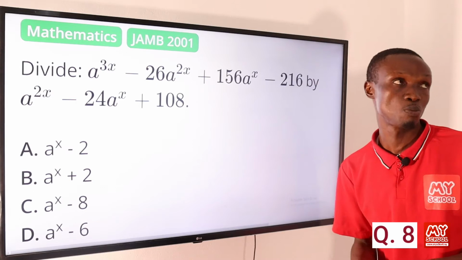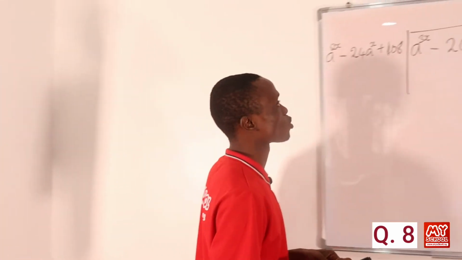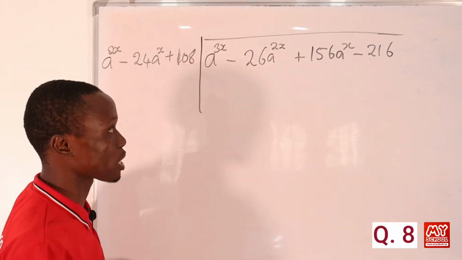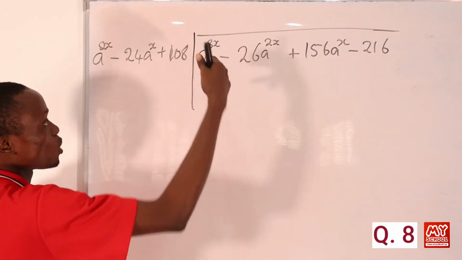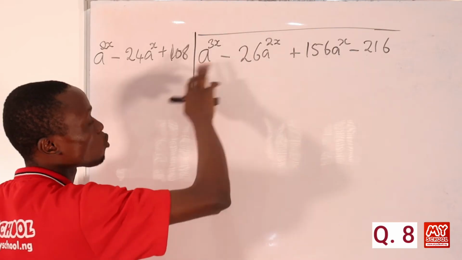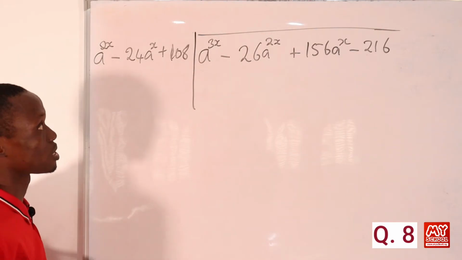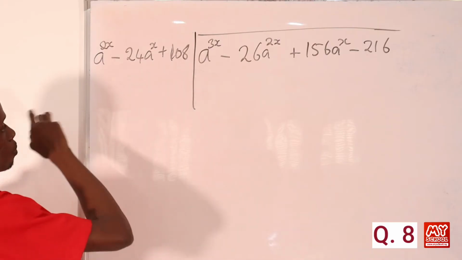Okay, so let's move to the board to provide answer to this question. Don't be confused because we have 2x, 3x, all those things. In some other questions sometimes you just see x or 2x, but irrespective of what you see here, the idea is still the same. It's just simple synthetic division. So how do we start?